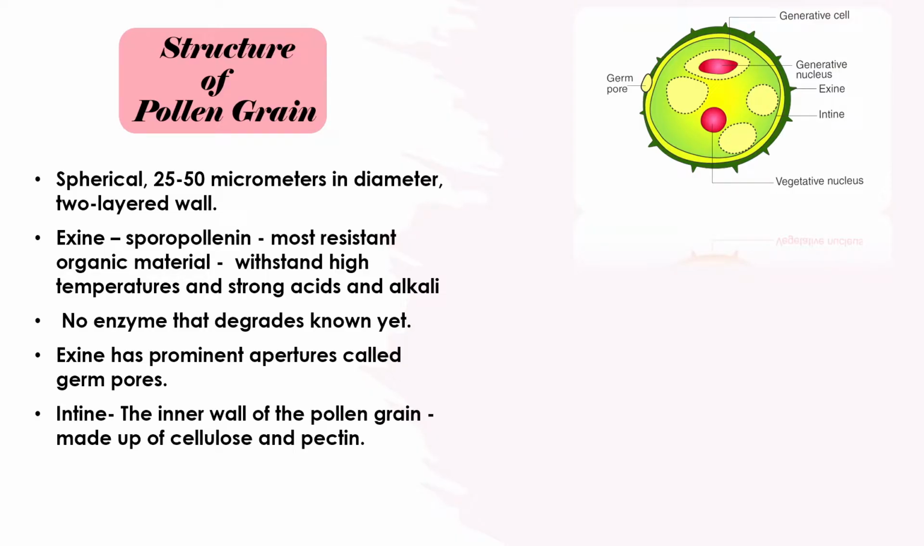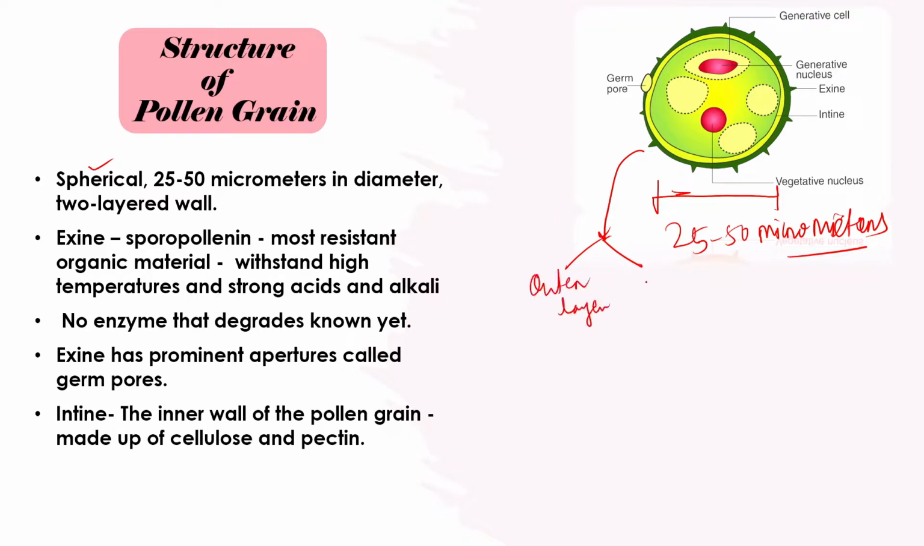The pollen grain is spherical in nature, as you can see in this diagram, and the diameter of this microspore is between 25 to 50 micrometers. A very important point to note is that the pollen grain consists of a two-layered wall, an outer layer and an inner layer. The outer layer is called the exine. The inner layer is called the intine.